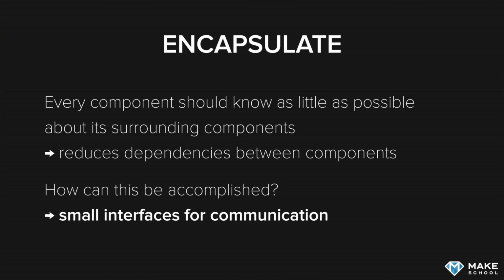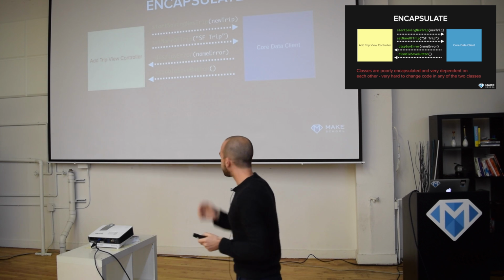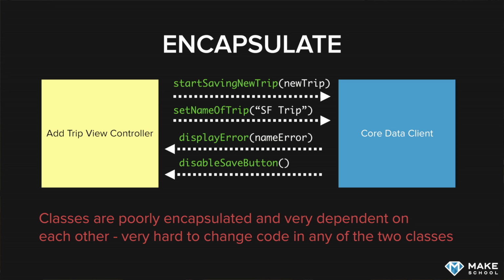So how can you accomplish that? Mostly through small interfaces for communicating between these different classes. I have a little example here. Let's say you have an add trip view controller. So later in your app, you're going to add a view controller that allows the user to create a trip and save it. And because you want to have the single responsibility principle, you have a separate class that actually talks to the database, which I called a core data client in this case.